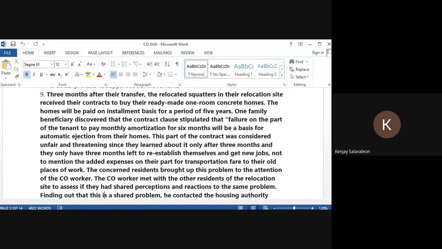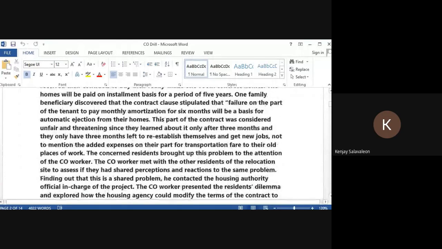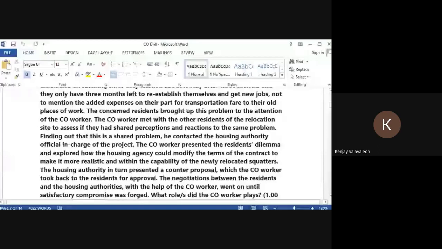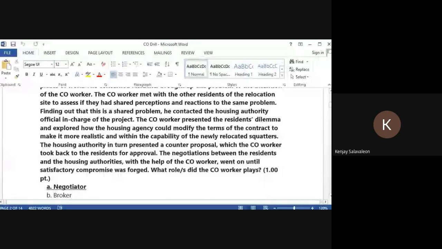The concerned residents brought up this problem to the attention of the CO worker. The CO worker met with other residents of their location site to assess if they had shared perceptions and reactions to the same problem. Finding out that this is a shared problem, he contacted the housing authority official in charge of the project. The CO worker presented the residents' dilemma and explored how the housing agency could modify the term of the contract to make it more realistic and within the capacity of the newly relocated squatters. The housing authority in turn presented a counter-proposal which the CO worker took back to the residents for approval. The negotiations between the residents and the housing authorities with the help of the CO worker went well until a satisfactory compromise was forged. What role or roles did the CO worker play?